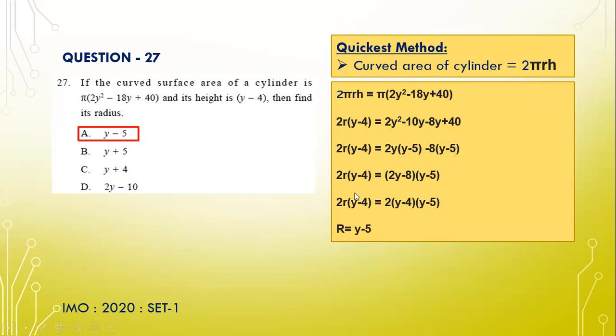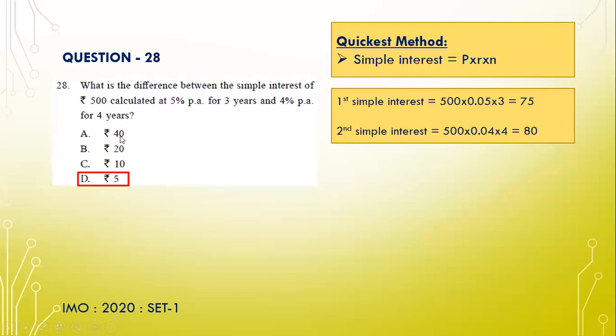Y minus 5 is the common factor. So 2r into y minus 4 equals 2y minus 8. What is 2y minus 8? If you take 2 common, it is 2 into y minus 4, isn't it? Because 2 4s are 8. The y minus 4 will get cancelled, 2 and 2 will get cancelled. So r will remain y minus 5. So the radius is y minus 5.